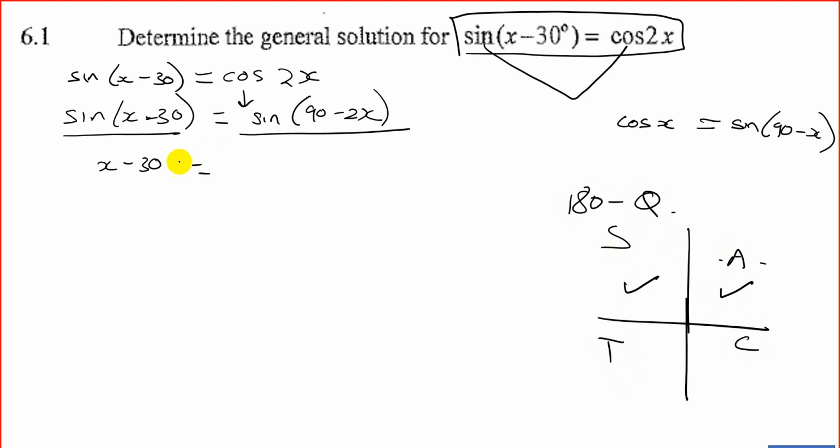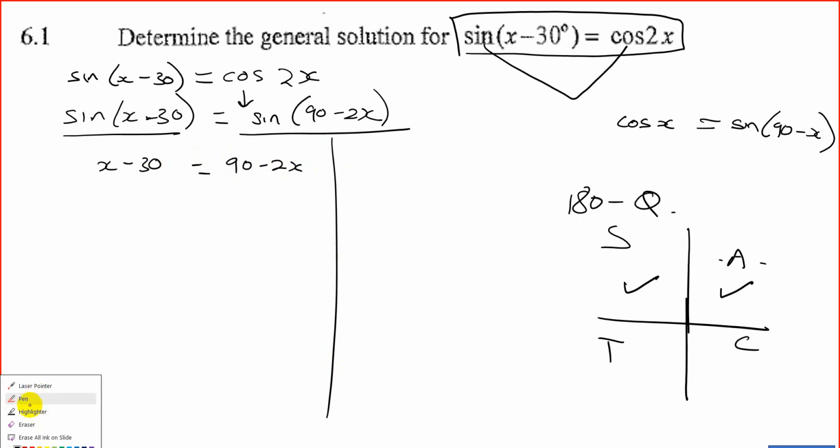So we're going to drop it again. x minus 30 is equal to 90 minus 2x. That is catering for quadrant 1. But we also have quadrant 2 to look at. There we're going to say x minus 30 is going to be equal to the 180 minus our angle of 90 minus 2x.